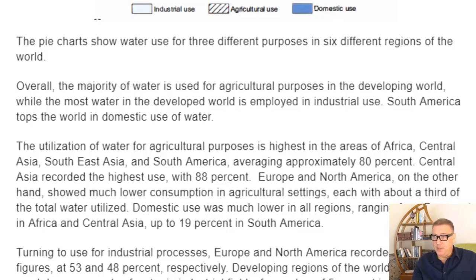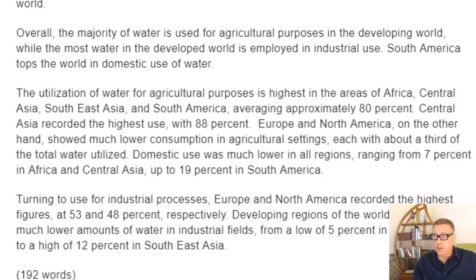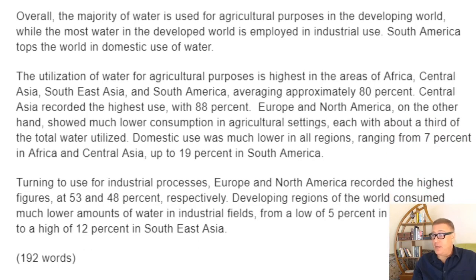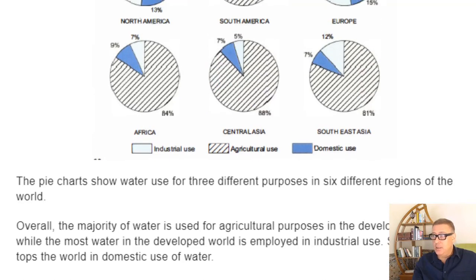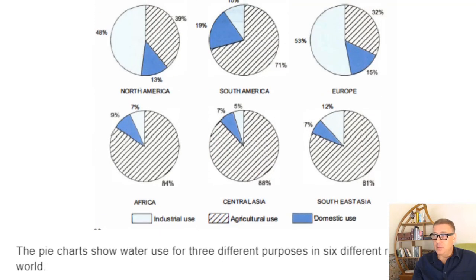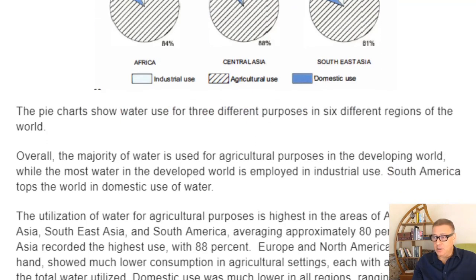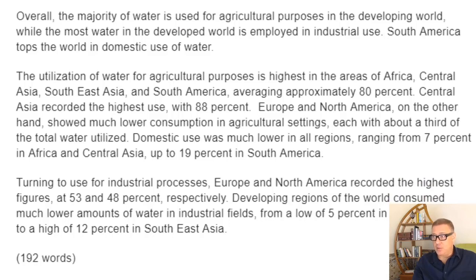But let's have a look at the first details paragraph. The utilization of water for agricultural purposes is highest in the areas of Africa, Central Asia, Southeast Asia, and South America, averaging approximately 80%. So there, averaging approximately 80%: 84, 88, 81, 71. So that's acceptable to do when you've got numbers that fit quite neatly into a close range of different values.